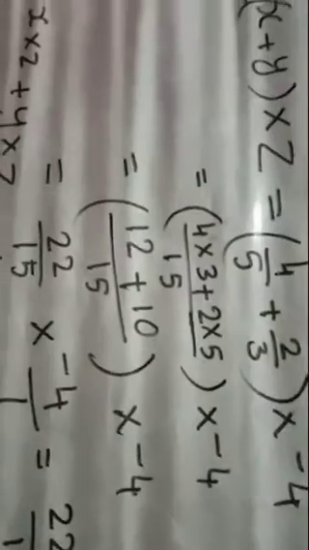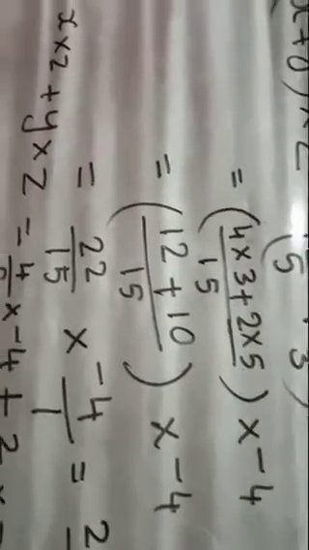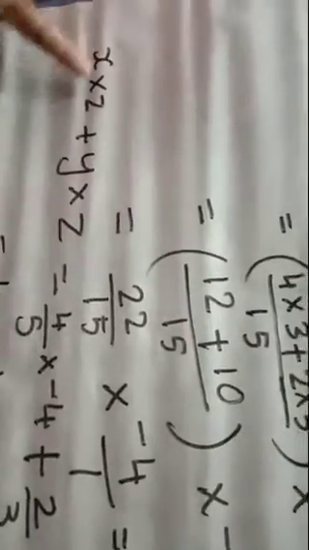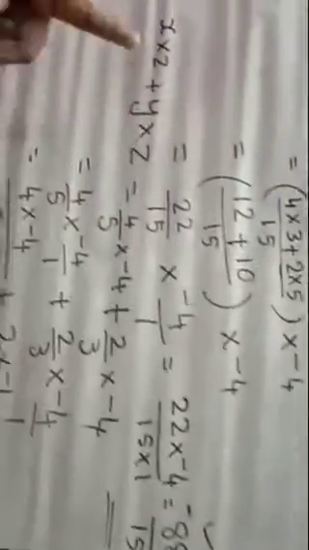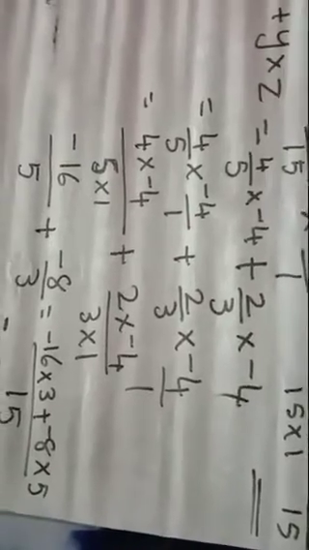Now distribute this z. That is x × z + y × z, already given in the question. That is, substitute the values: x into z, minus 4, plus y into z. Like that. Clear.